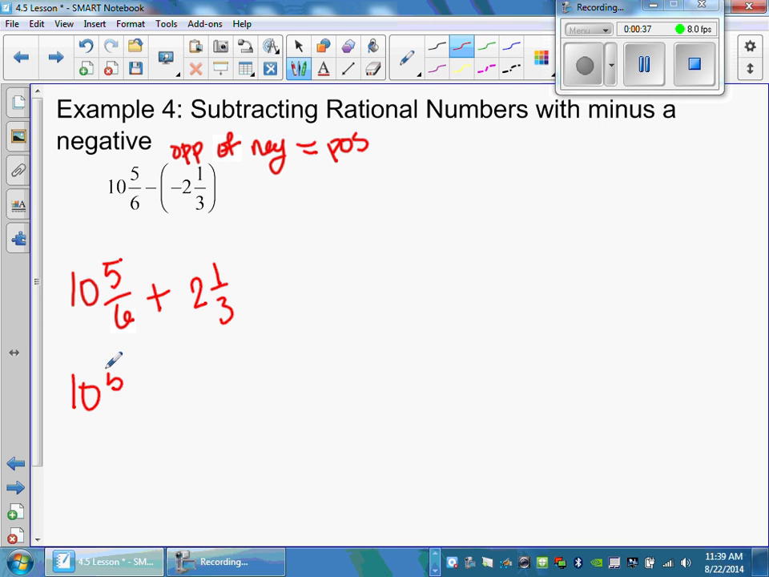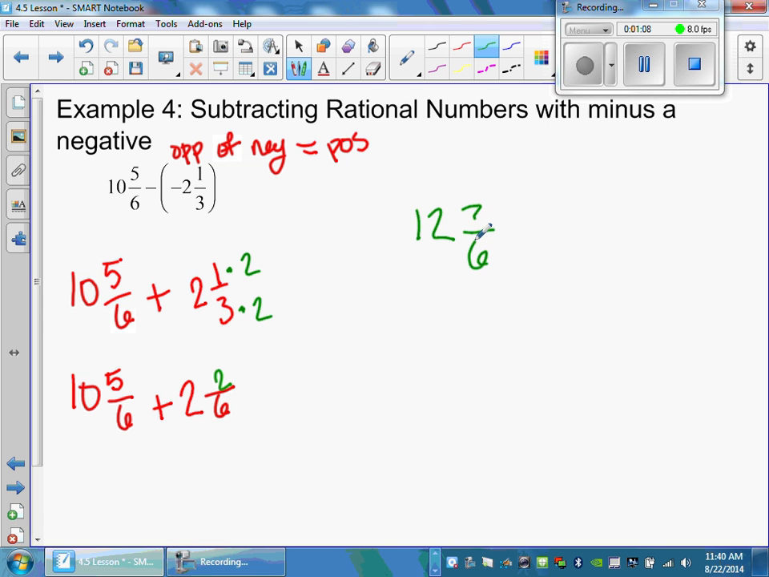So you have 10 and 5/6 because the common denominator is 6. So this one stays plus 2 and what? Well, we multiply 3 by 2 to get 6. Whatever we do to the bottom, we have to do to the top so that the fraction still equals the same number. And this is 2. Then we're just going to add the whole numbers. You get 12. And then you add the fractions. So 5 plus 2 is 7. And then the denominator stays the same as 6.